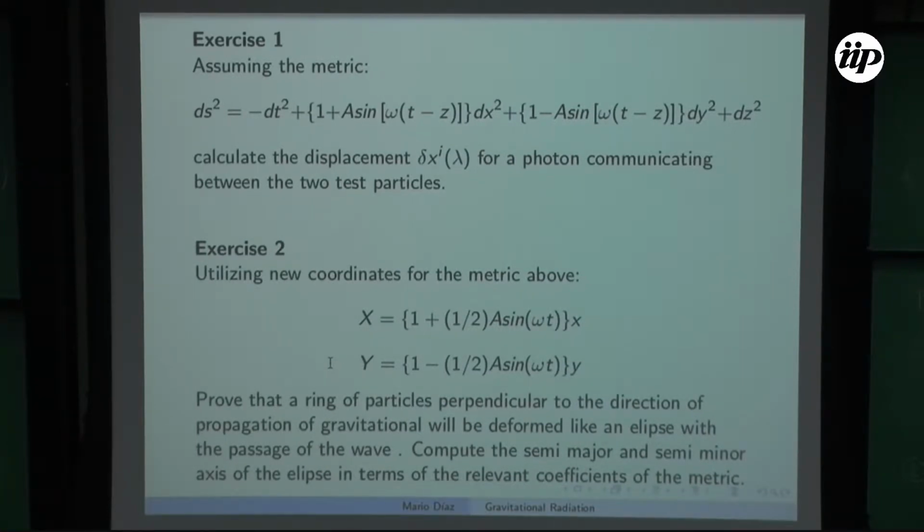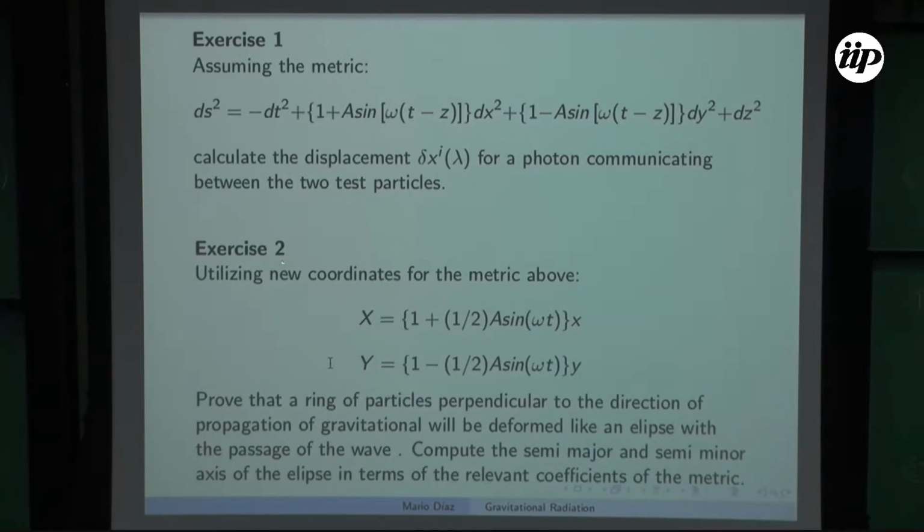So if any of you is interested in doing exercises, well, this is an interesting exercise. Assume this metric, where now I have specific functions here. And the idea is to calculate the displacement for a photon that is communicating between the two test particles.